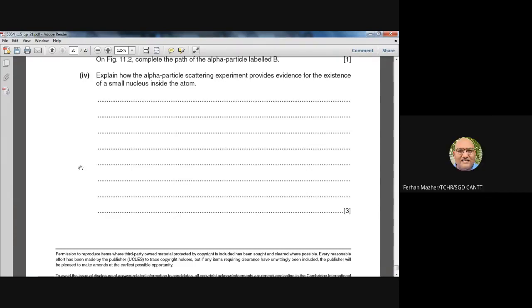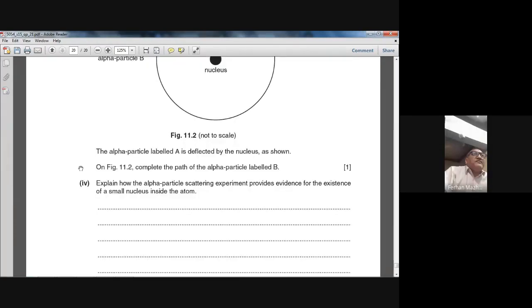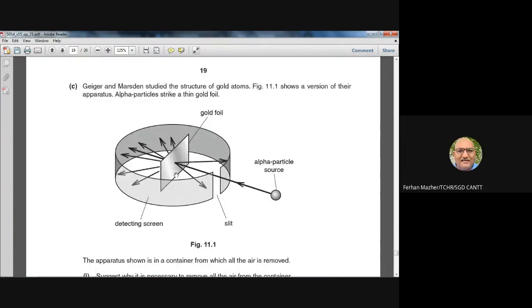But anyway, we are moving to the next part. Explain how the alpha particle scattering experiment provides evidence for the existence of a small nucleus inside the atom. Try to understand this point. This is a 3-mark question. In this experiment, they bombarded a very thin gold foil with alpha particles.